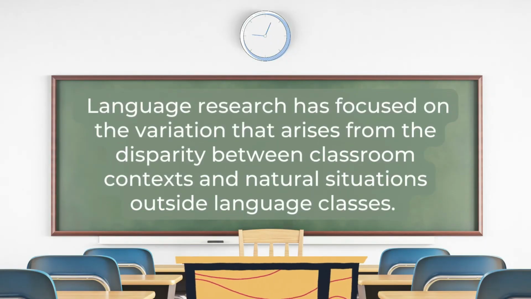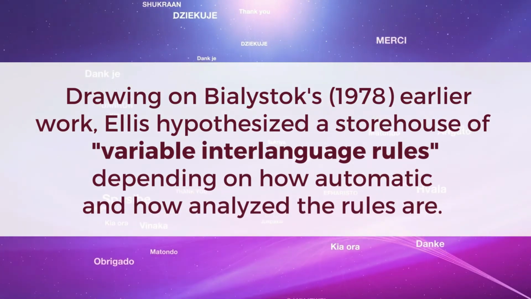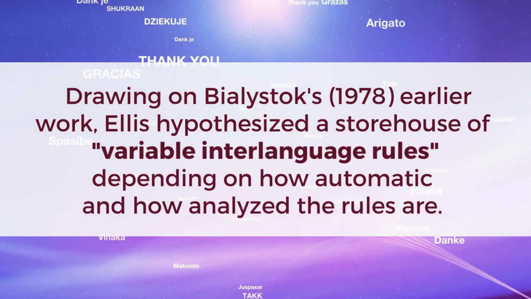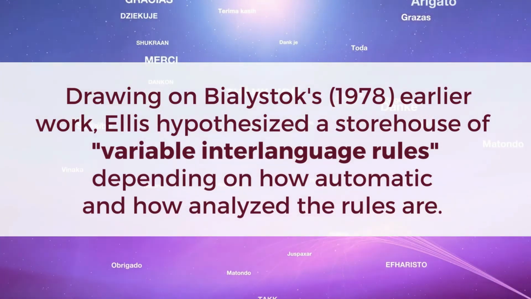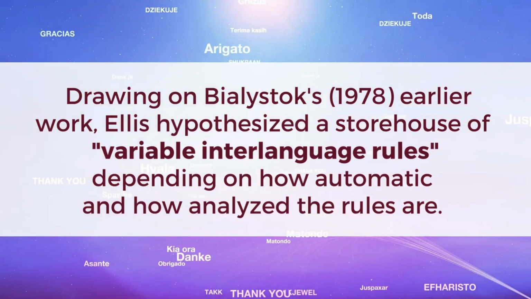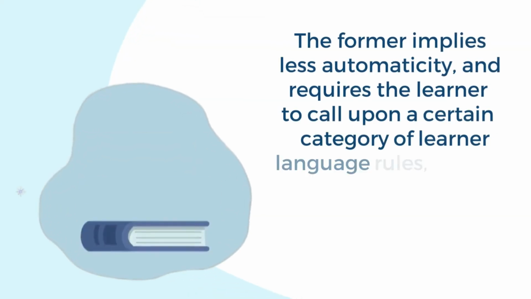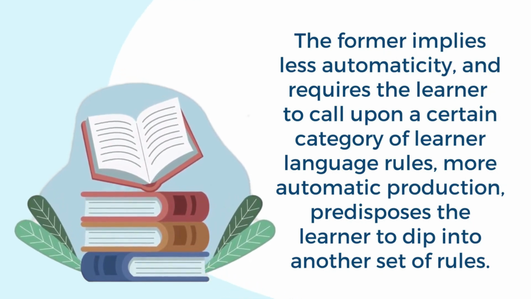One of the most fruitful areas of learner language research has focused on the variation that arises from the disparity between classroom contexts and natural situations outside language classes. Rod Ellis has drawn a more internal picture of the learner in his variable competence model. Drawing on Bialystok's earlier work, Ellis hypothesized a storehouse of variable interlanguage rules, depending on how automatic and how analyzed the rules are. He drew a sharp distinction between planned and unplanned discourse in order to examine variation.